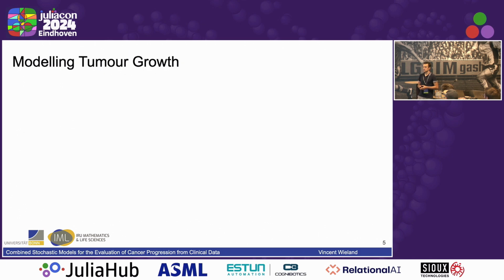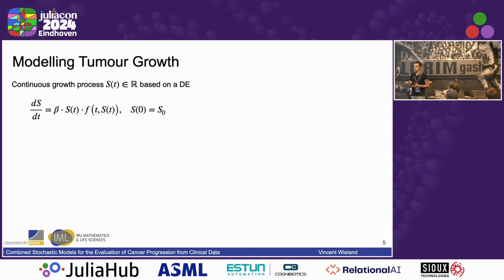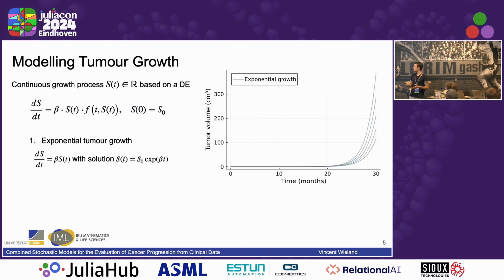The first is modeling tumor growth. There are a bunch of models and a bunch of literature out there, but if we start simple, then tumor growth is just a continuous process. We model, for example, the size, volume, or diameter of a tumor by some kind of differential equation. If we keep it simple, this is just an ordinary differential equation with one growth factor, beta, and a function which accounts for deviating from exponential growth. But the most simple approach, which started in the 50s, is modeling a cancer tumor by exponential growth. This will be the first example we consider.